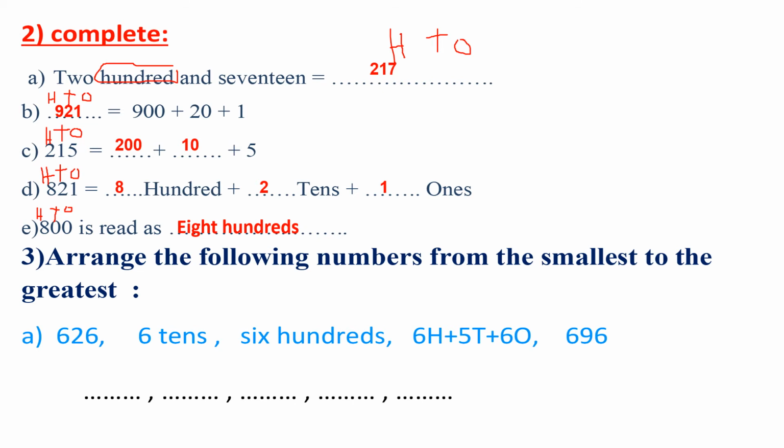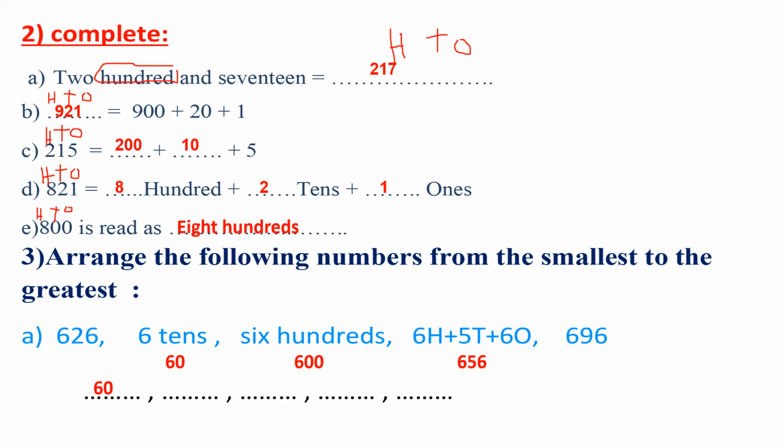Now, arrange the following numbers from the smallest to the greatest. We have number 1, 626. Number 2, 6 hundreds, that means 600, 6 and 2 zeros. Then 600 plus 5 tens plus 6, so it will be 656. And the next one is 696. Now I want the smallest. Which is the smallest? Of course, 60 is the smallest number.